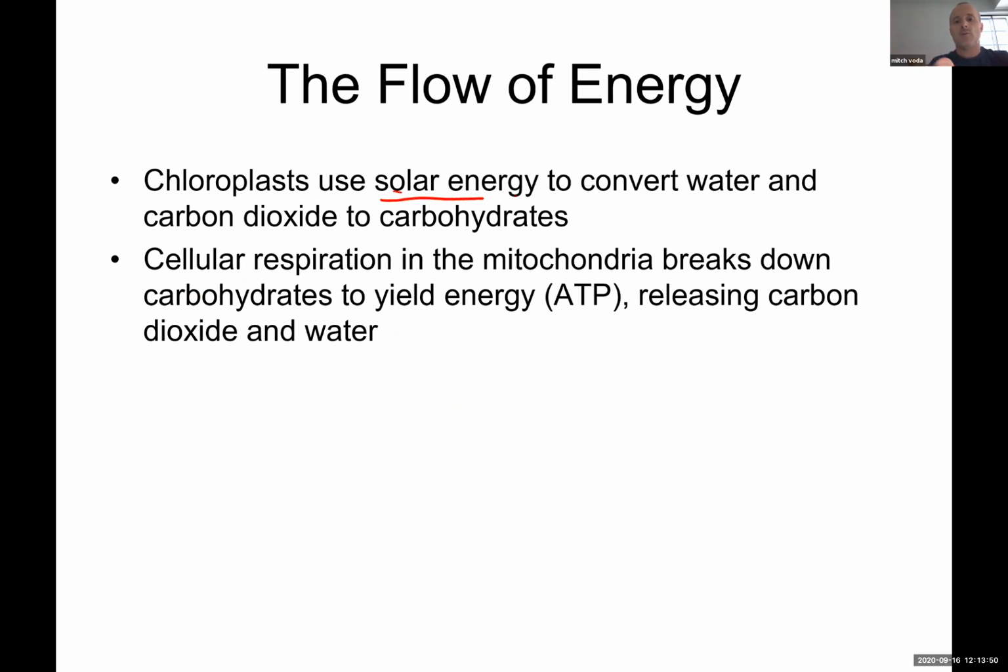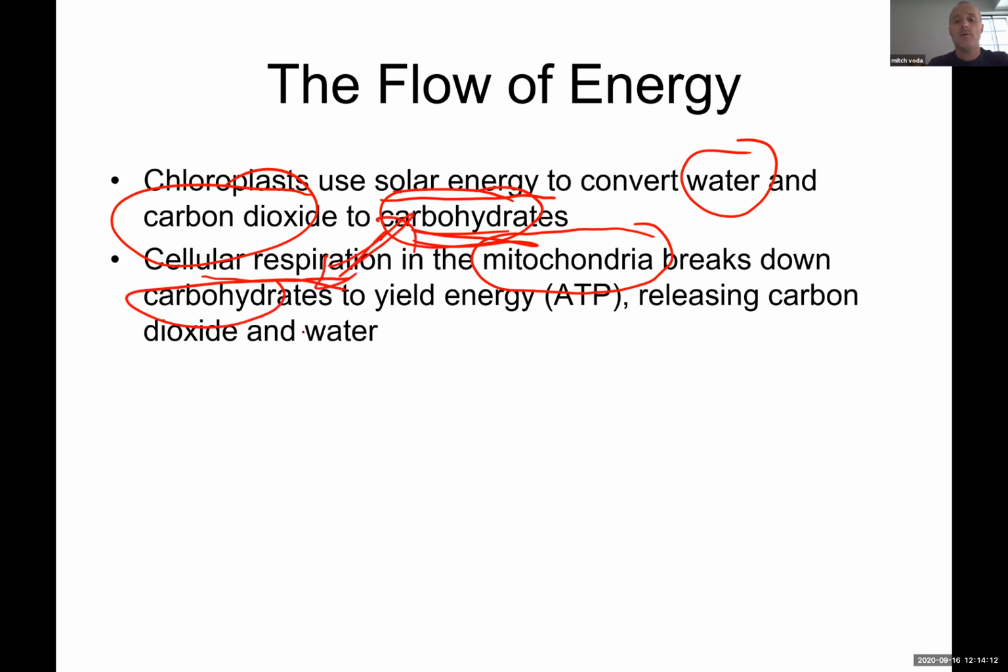Chloroplasts use solar energy to convert water and carbon dioxide into carbohydrates, or sugars. Now, in our body or in the plant cells, cellular respiration is the process in which this other organelle, the mitochondria, breaks down these carbohydrates, this one from here, to produce ATP. Now, this process right here is cellular respiration. The process right here at the top is called photosynthesis.